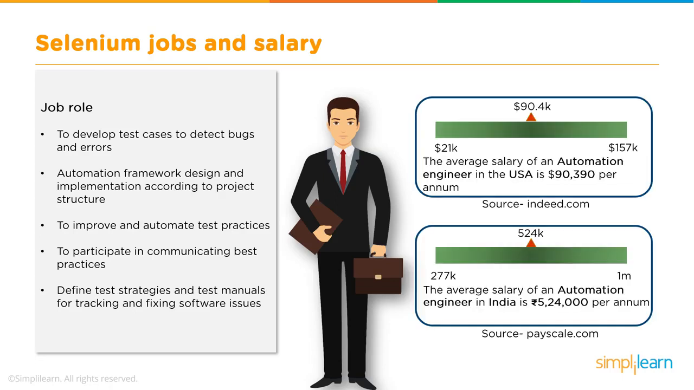Let's look at the compensation part of it. Compensation varies from company to company, and it also depends on your experience level. According to the stats, if you look at the US market, it can vary anywhere from $21,000 to $150,000. The average could be, of course, somewhere around $90,000. And if you look at the Indian market, it ranges anywhere from 2 to 10 lakhs per annum for a startup, with an average of 5 lakhs. The more experience you get, the better the compensation package is going to be. And the market has always been very lucrative for automation engineers.